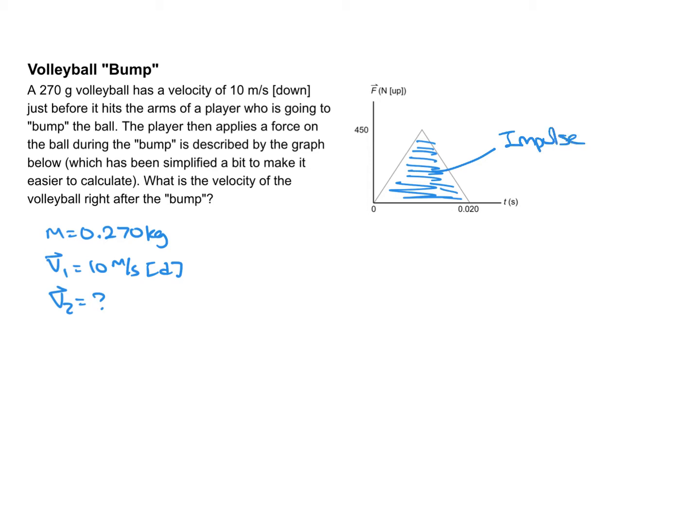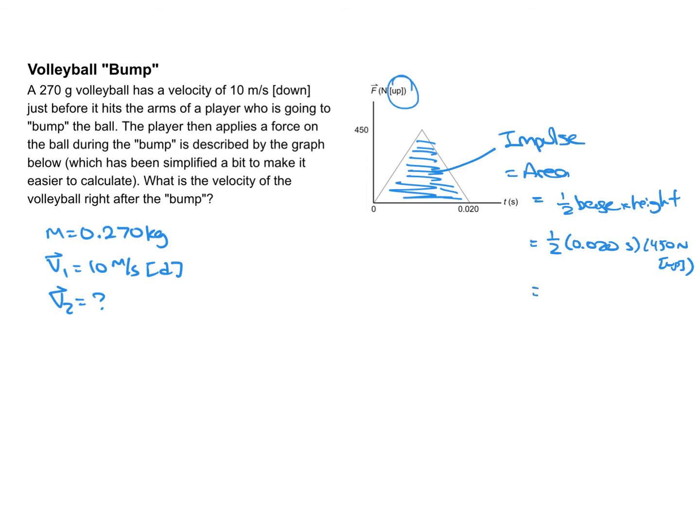Okay, so I'll calculate that right away. It's the area of this. The shape is a triangle, so it's half base times height. The base goes from 0 to 0.020 seconds, so the base is 0.020 seconds. And the height goes from 0 to 450 newtons, so the height is 450 newtons up. I know it's up because I read the y-axis and it says up.